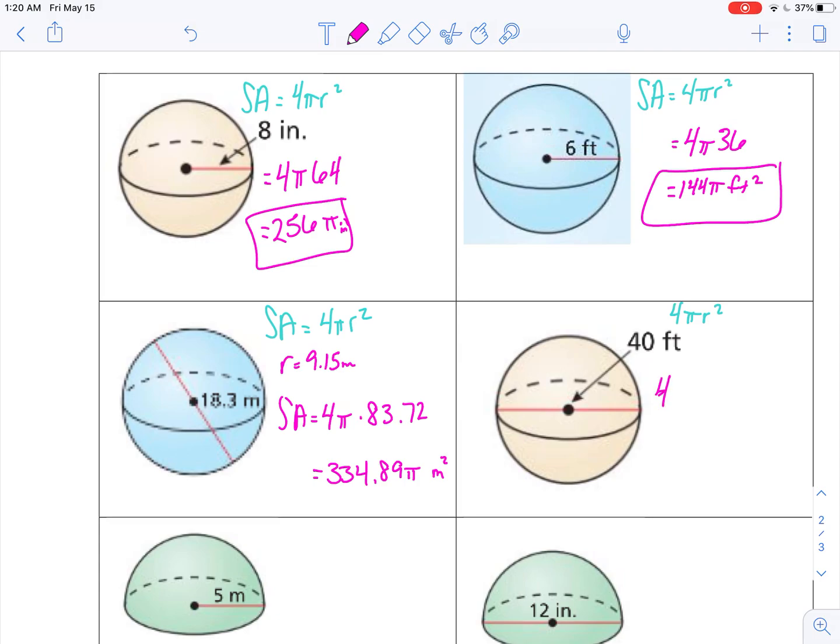And last one here, 4 pi times 400, or 1600 pi square feet.